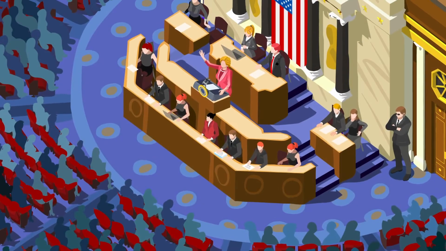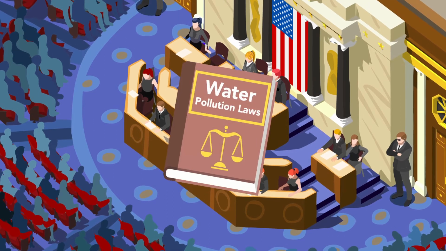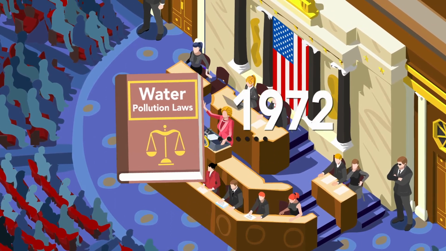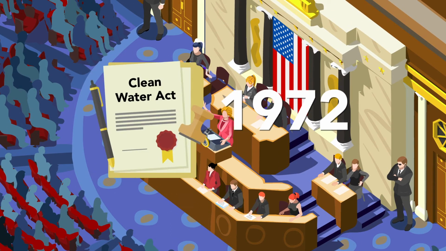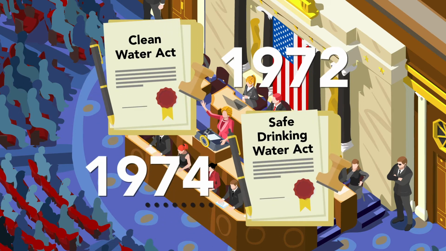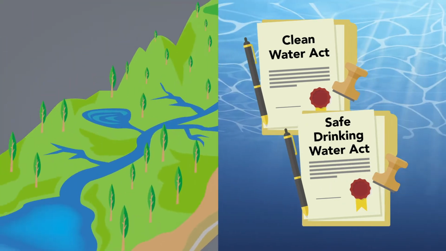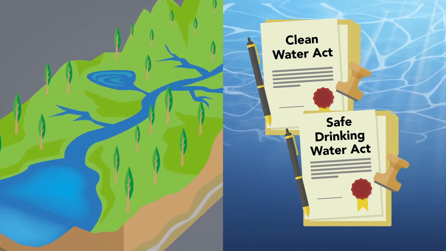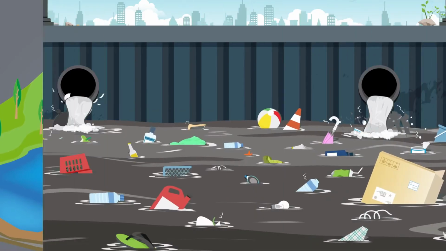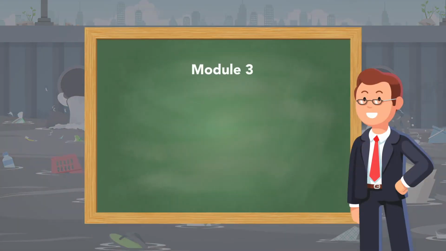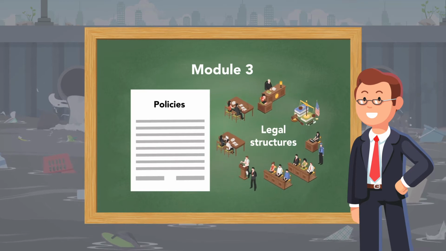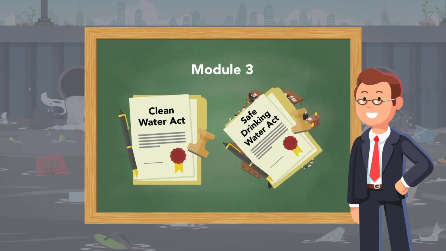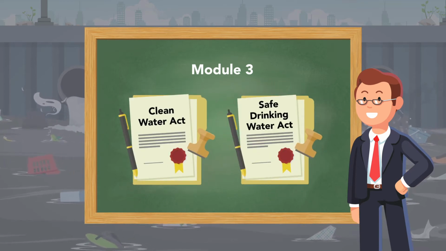Congress passed a major reorganization to the country's water pollution laws in 1972. The Clean Water Act, together with the Safe Drinking Water Act of 1974, protects America's aquatic resources, but the natural complexity of our national watersheds also calls for additional and different approaches to prevent water pollution. This module discusses the policies and legal structures created by the Clean Water Act and Safe Drinking Water Act.